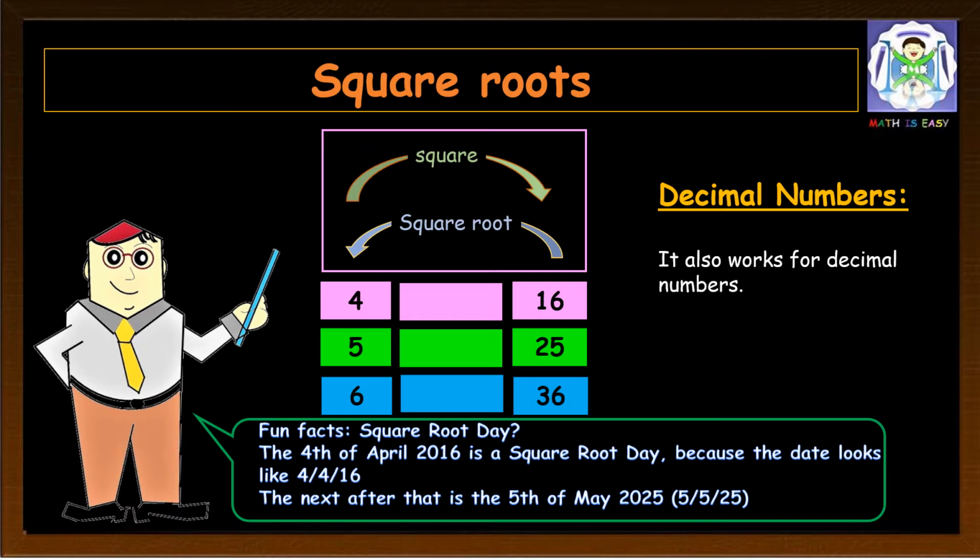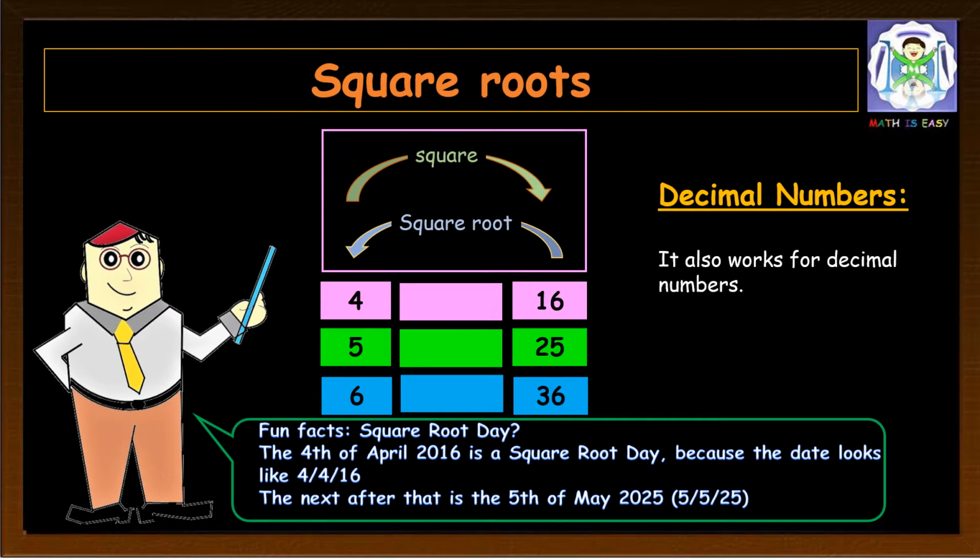Okay, so I tell you, what is the square root day? I can say 4th April 2016 is a square root day. How? When you write down the date, it looks like 4, 4 and 16. So it looks like a square root day.